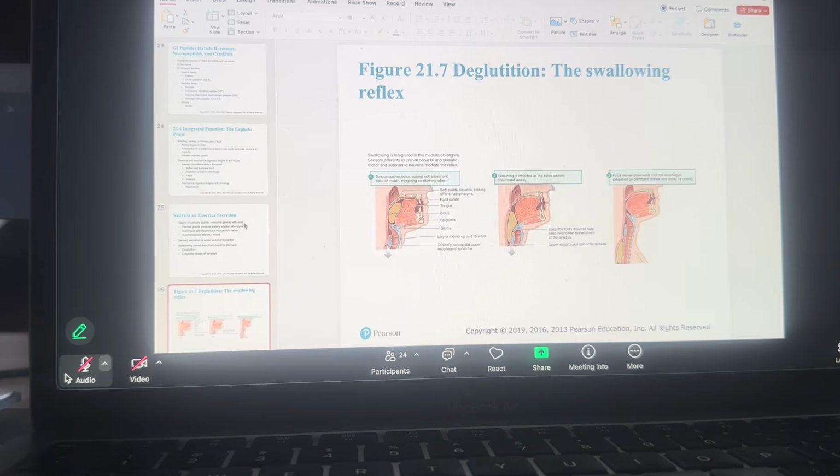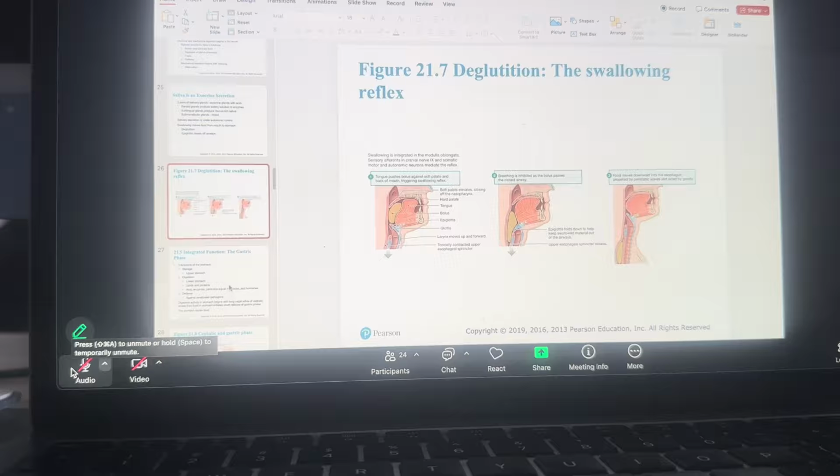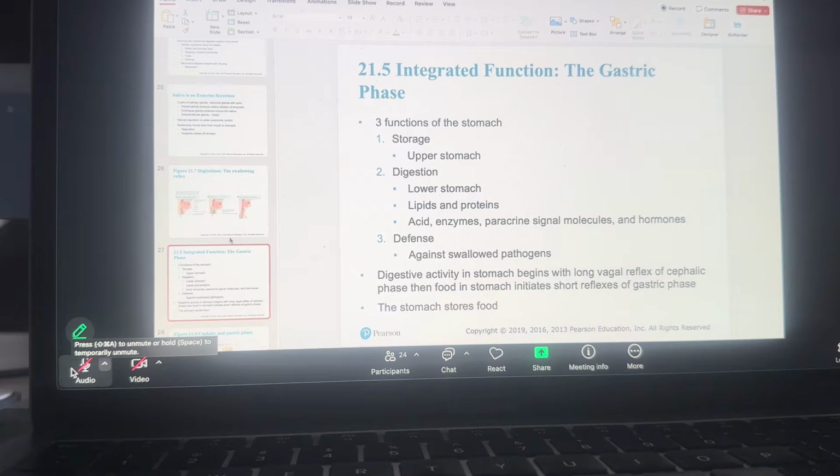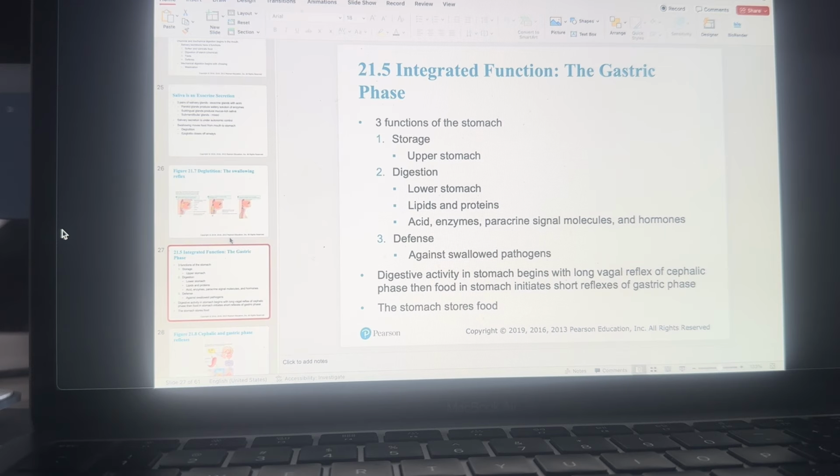Enzymes? What enzyme did we talk about? Amylase. Amylase is an enzyme that can start breaking down complex sugars into smaller sugars, right? So if you're eating sweets or eating bread, you can start breaking down those complex sugars into smaller, easier to digest and absorb sugars.